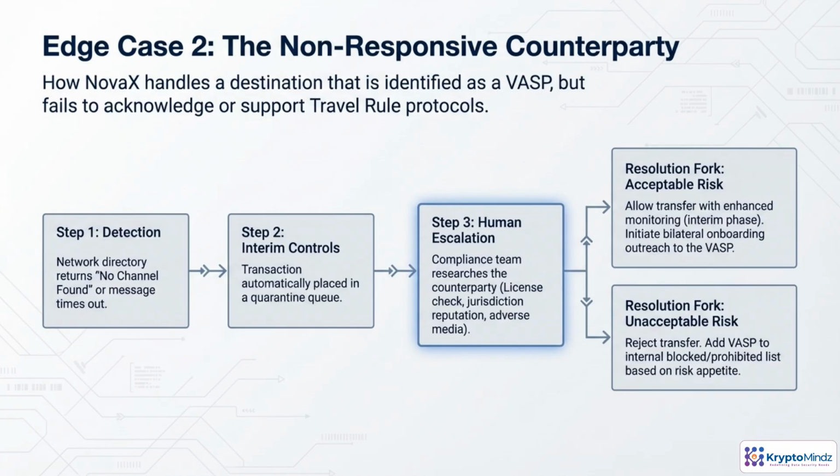Sometimes NovaX can see that the destination is clearly a VASP, but there's no working travel rule channel. That's a classic non-responsive counterparty problem. The key is to avoid reflexively blocking everything or waving it all through. First, the system parks those transfers in a quarantine state. Then humans step in. The compliance team checks licensing, jurisdiction, prior dealings, and open source intelligence. Based on that, NovaX either proceeds under tighter monitoring and outreach, or rejects the transfer and flags that VASP as too risky.